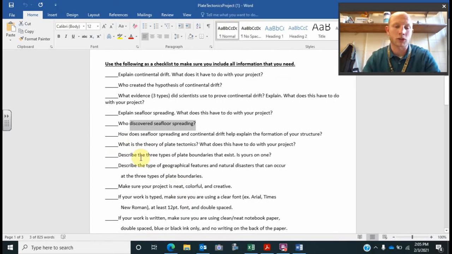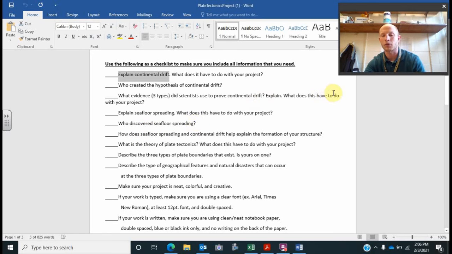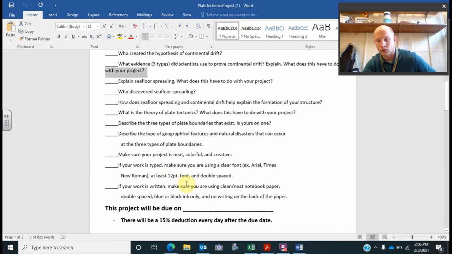Again, this is kind of like a checklist. Do not do these in order. There's no specific order to this. It's not like you have to mention this once. You can mention Continental Drift multiple times on multiple slides. You can mention the theory of plate tectonics or seafloor spreading on multiple slides. Just make sure that you at least get this stuff in there. And again, I put it on a lot of them: what does this have to do with your project? What does seafloor spreading have to do with your project? What does plate tectonic theory have to do with your project? So on and so forth. Make sure it's neat, nice, creative. If your work is typed, that's probably going to be typed.